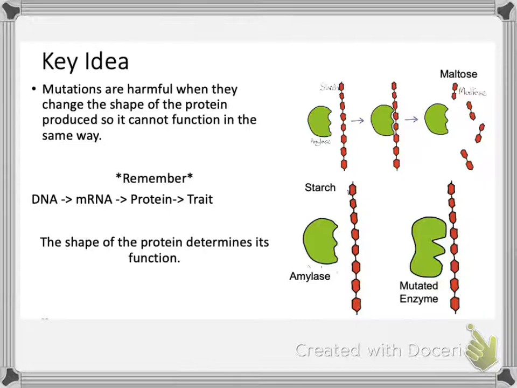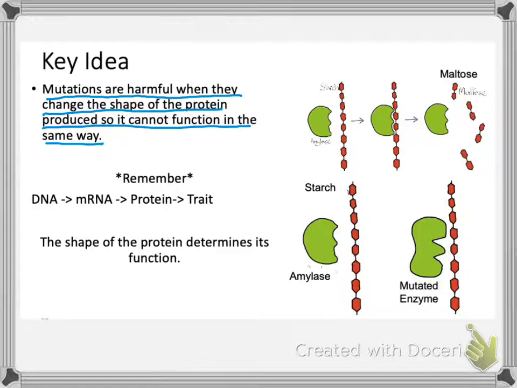So, our key idea: mutations are harmful when they change the shape of the protein produced so it can't function in the same way. So remember, DNA determines messenger RNA makes your proteins, and proteins determine your trait. It's the shape of the protein that determines its function.